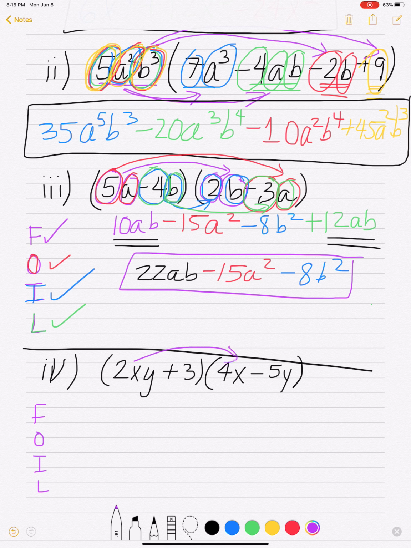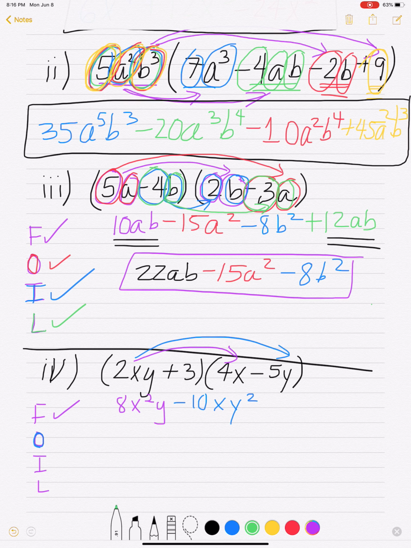I'm going to do 2xy times 4x. Those are the first terms. So I'm going to have what? 8x squared y. Okay, then I'm going to do the outer terms. 2xy times minus 5y. When I do 2 times minus 5, I get negative 10. I'm going to have an x, then I'm going to have a y times y is y squared.